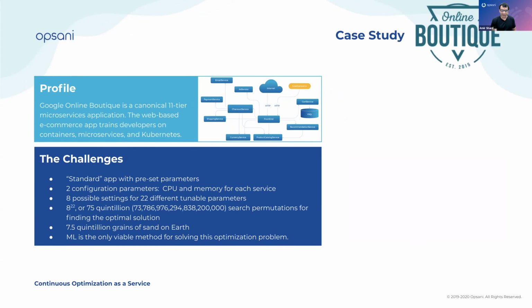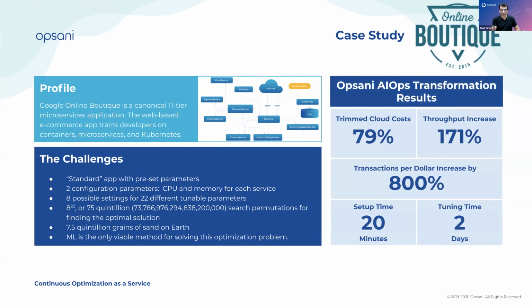I want to come back to the Google Hipster store and focus on what we can do for this. Again, 75 quintillion different permutations. Let me talk about how long it takes and what we can do for this particular application, so you get a sense of why ML is desirable. The setup time is about 20 minutes if you're going in cold. It takes about 2 days of tuning, and the net result is that the number of transactions per dollar, from the base configuration that you can get out of GitHub to the tuning that we do, is about 8x. So you get 8 times as many transactions for every dollar that you spend.